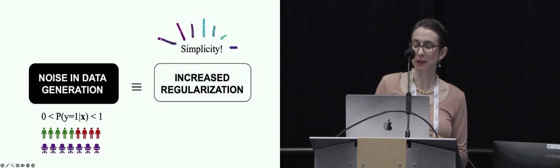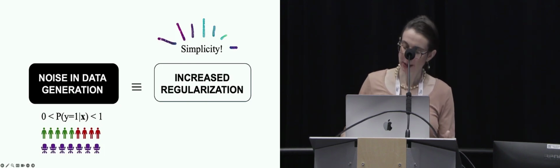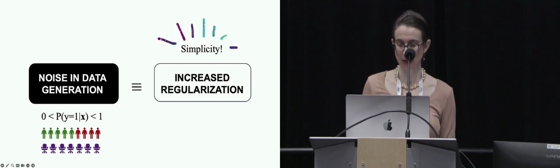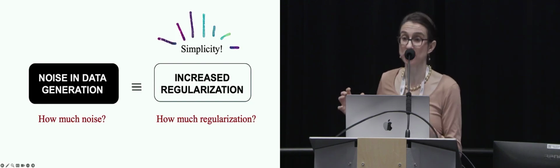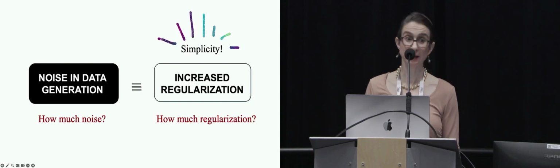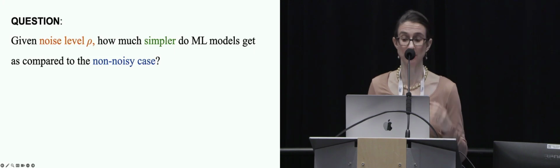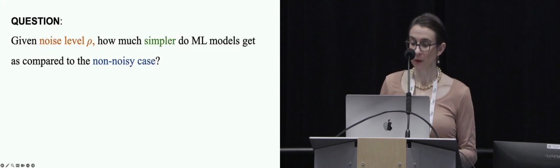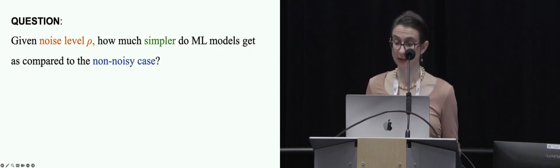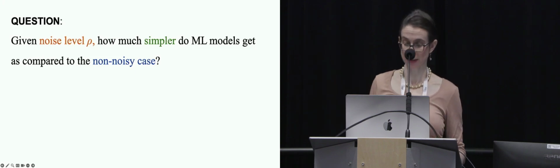Now, my collaborators and I have been working on the existence of simpler models for many years, but we wanted to get a more concrete handle on this relationship. So specifically, we wanted to know how much noise in data generation leads to how much regularization. So let's go ahead and ask this question. Given that our data has noise level rho, say uniform random label flipping noise, how much simpler do machine learning models get as compared to the non-noisy case, as if we had cleaned up our data and adjusted the regularization to get the same objective?